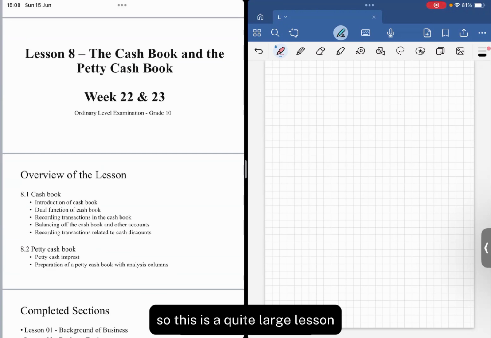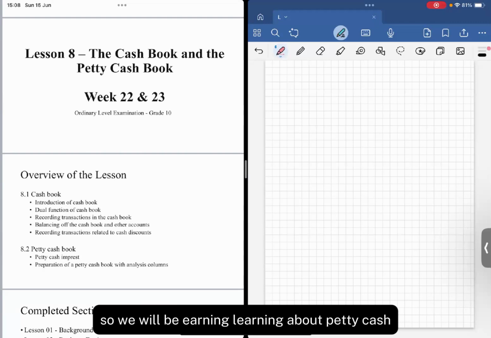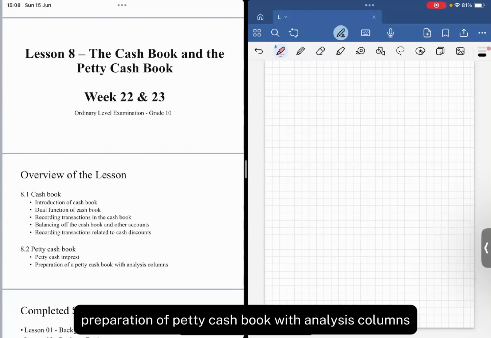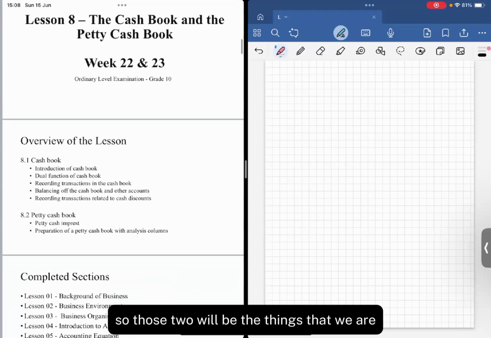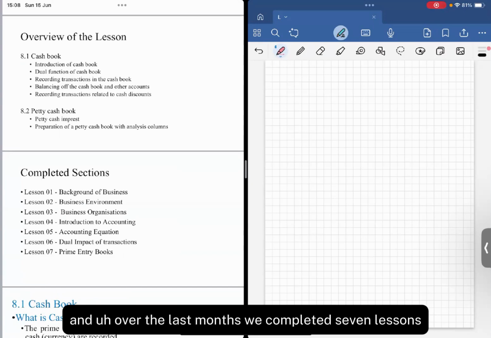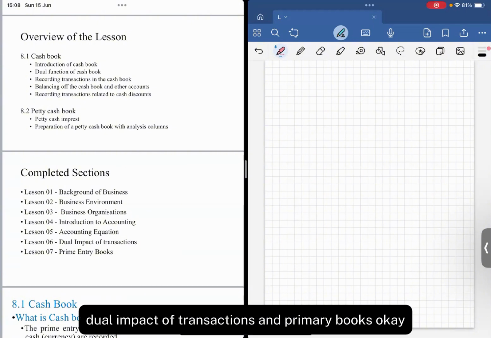This is quite a large lesson, but it is a very simple and easy lesson which we all can tackle. And then we have petty cash book. We will be learning about petty cash imprest and preparation of petty cash book with analysis columns. So those two will be the things that we are going to learn. Over the last months, we completed 7 lessons: background of business, business environment, business organization, introduction to accounting, accounting equation, dual impact of transactions, and prime entry books.